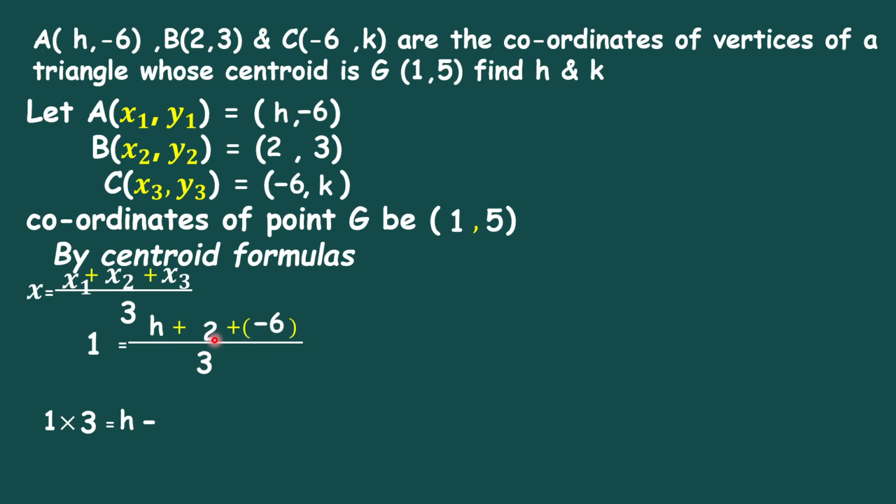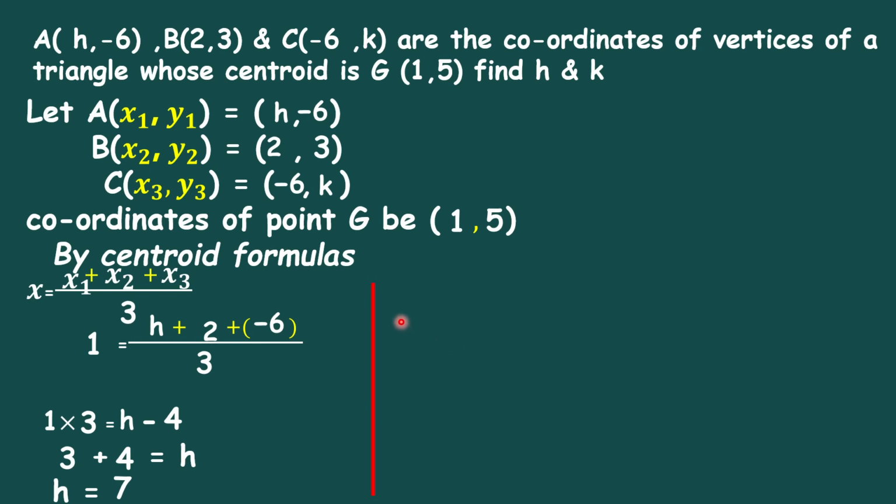Here 2 and 6 have opposite signs, therefore we take subtraction. Here 6 is greater than 2, therefore give the sign of 6, negative, and 6 minus 2 is 4. 3 ones are 3. Now transfer this -4 to LHS. Negative becomes plus 4. 3 plus 4 is 7. Therefore h is equal to 7.